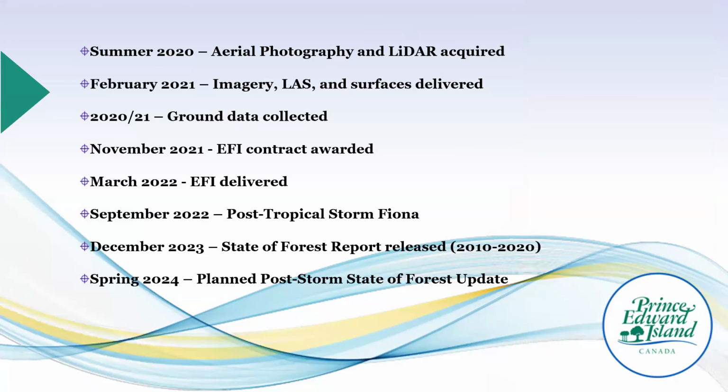I presented this before as kind of a timeline of our recent inventory updates here in the province. 2020 was our decadal inventory report year. So we collected all of our data in 2020 and 2021, including aerial photography and high-resolution LiDAR. We were able to use those with a third-party contractor to develop an EFI that was delivered March 2022. And then later that year, we were hit with a fairly damaging windstorm, post-tropical storm Fiona, in September.